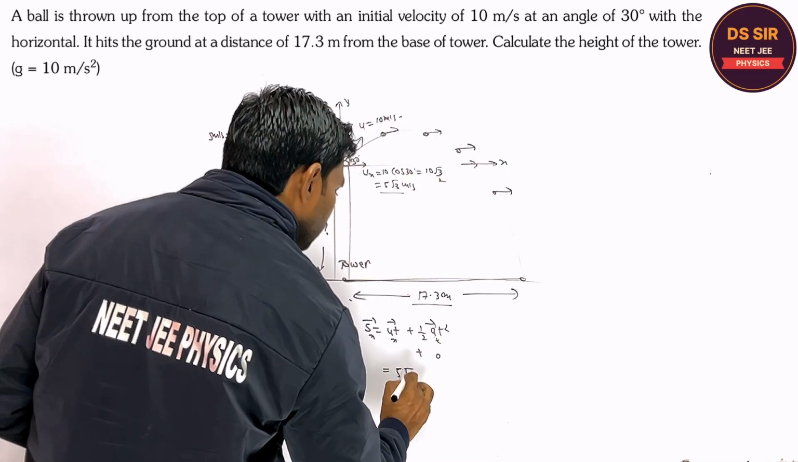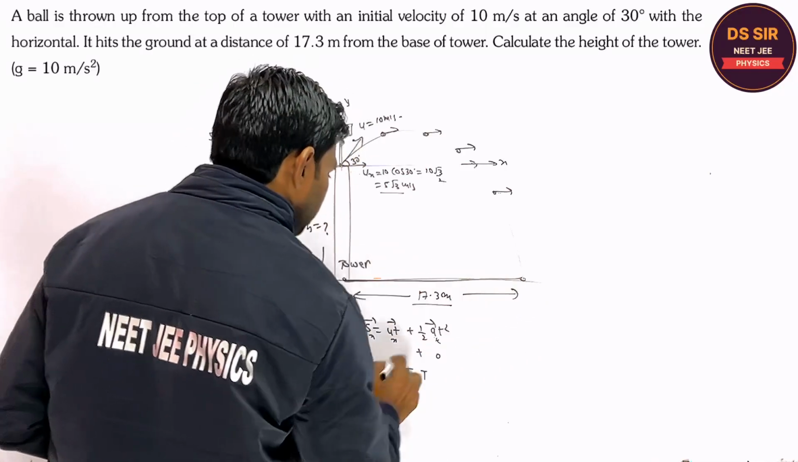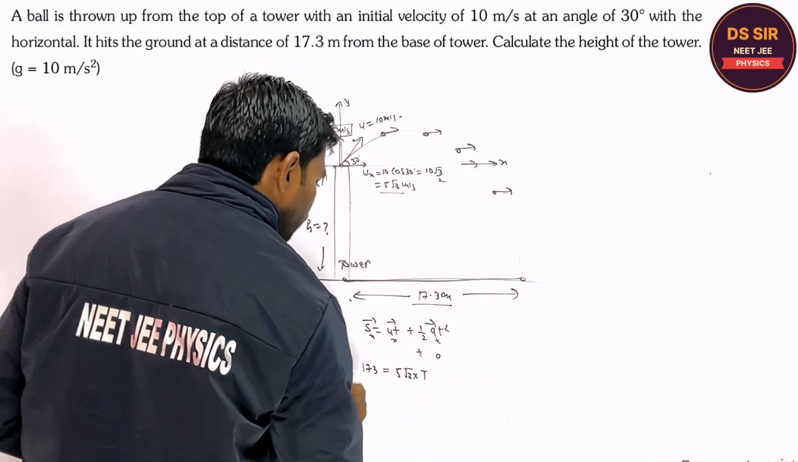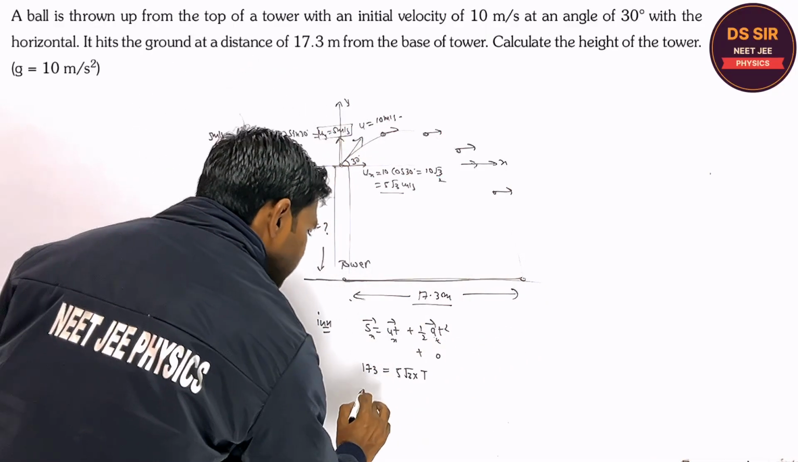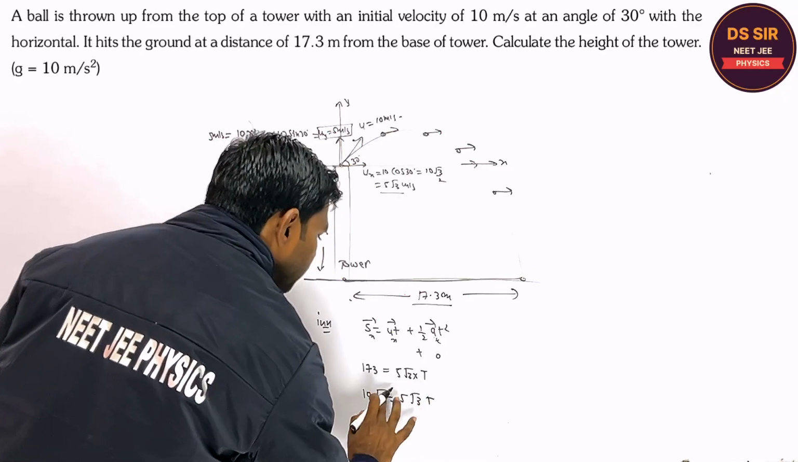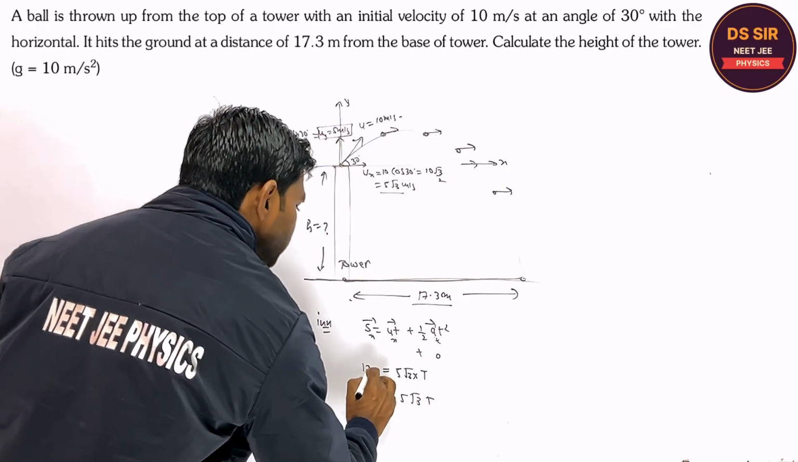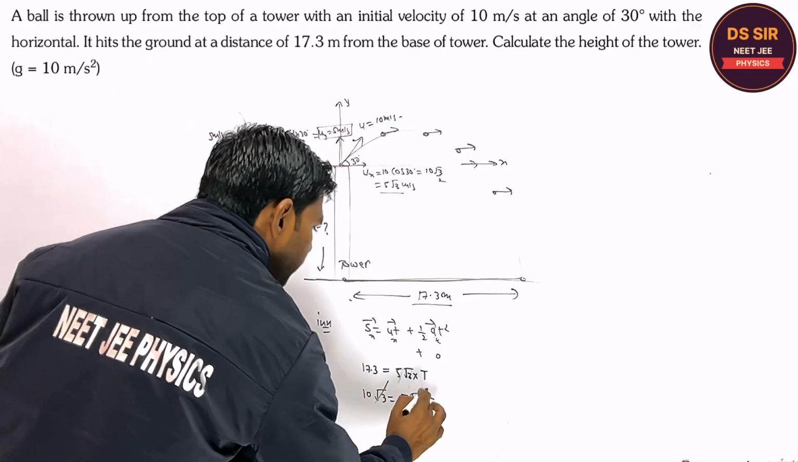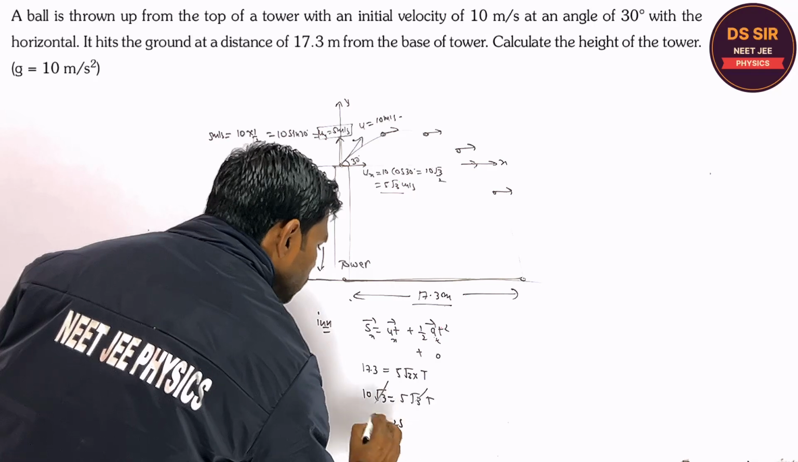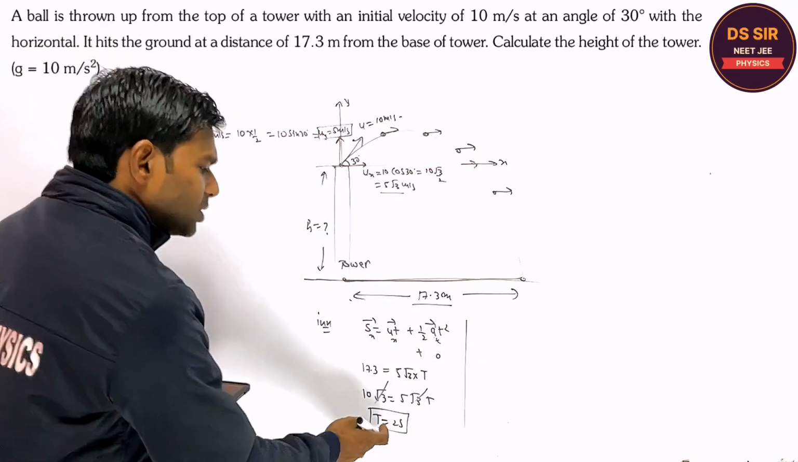This is 5 root 3, and the total time we have to find. The horizontal displacement is 17.3. Is it clear? And this is equal to 5 root 3 into t. Root 3 value is 1.73. So therefore 17.3 may be written as 10 into root 3, and t is equal to 2 seconds. So the total time of flight for this question is 2 seconds.